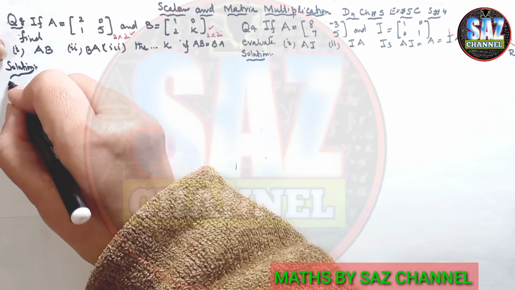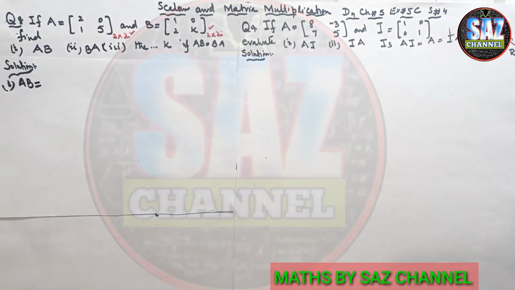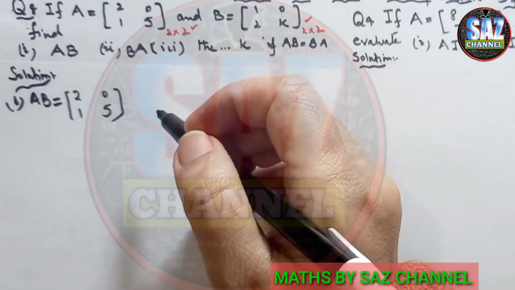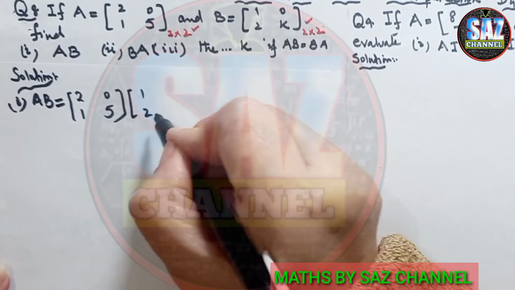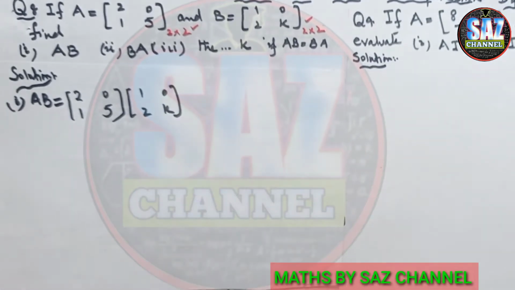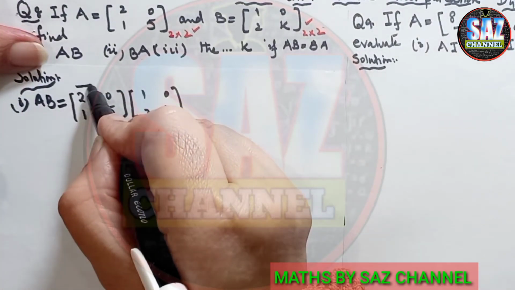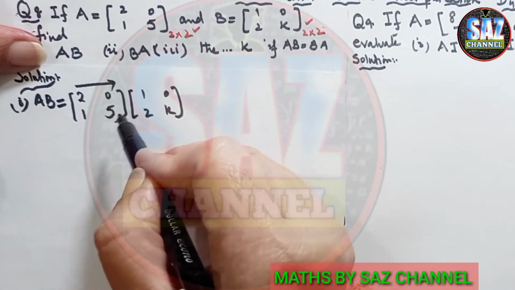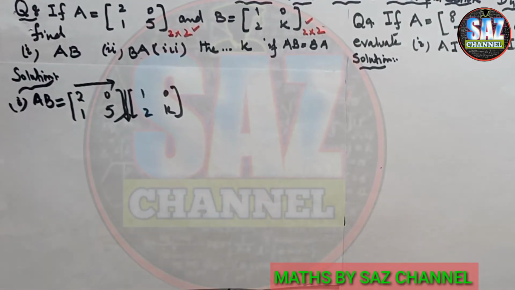AB. AB equals, as it is matrix multiplication, we have to take care of this, and matrix B is 1 2 0 k. Now recall the method of matrix multiplication: we apply the row-column rule. We take the first row of the first matrix and repeat it with all the columns of the second matrix until the second matrix is exhausted.